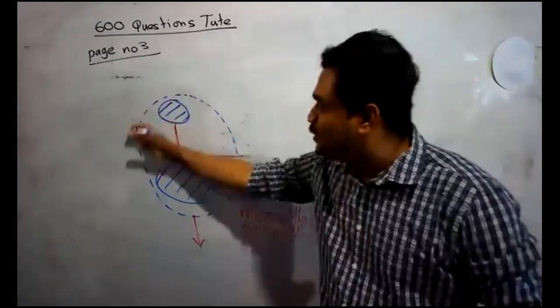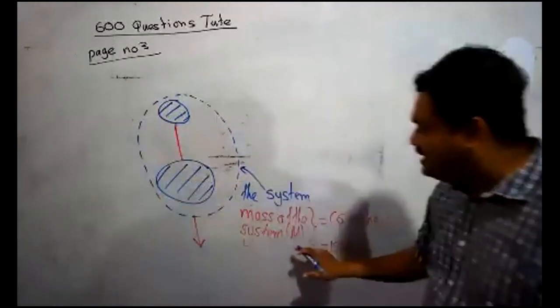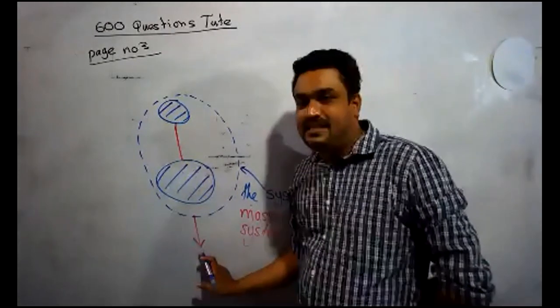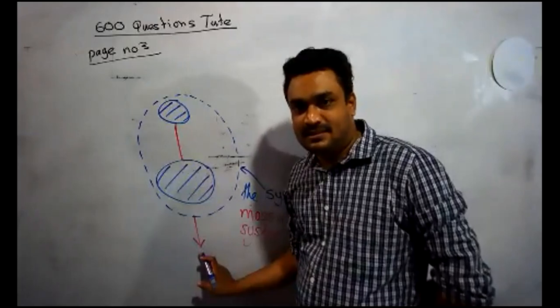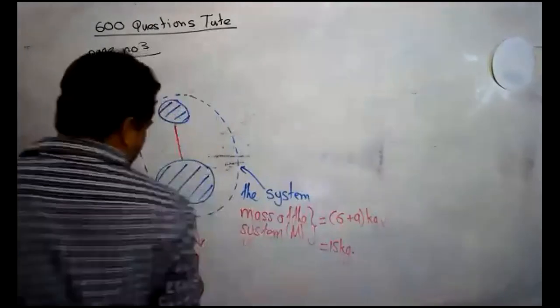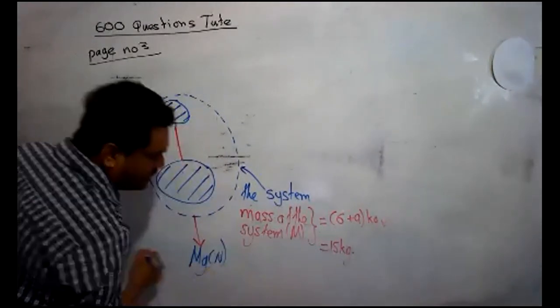So the mass of 10 into the capital M system. Listen carefully. If the mass of the system is capital M kilogram, what should be the weight of the system, dear? Capital M, capital MG. Capital M into simple g.